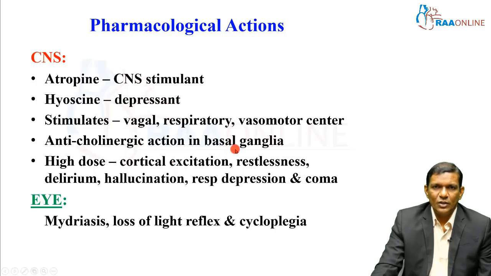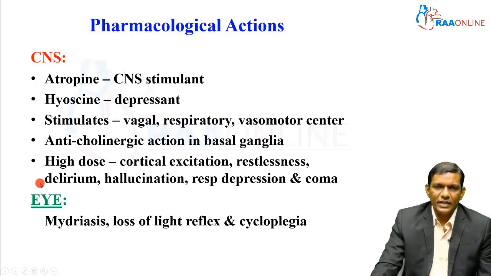Then coming to the basal ganglia, as I told you, these atropine substitutes can be used in the treatment of Parkinsonism, because there will be overactivity of the cholinergic system. So it produces an anticholinergic effect by acting on the basal ganglia and controls the tremor and rigidity. Then if you give a high dose of atropine, what happens in the brain? High doses will produce CNS stimulation, leading to excitation, restlessness, hallucination, delirium, and at still higher doses it can lead to respiratory depression and coma. So these are some of the pharmacological effects that atropine produces in the central nervous system.